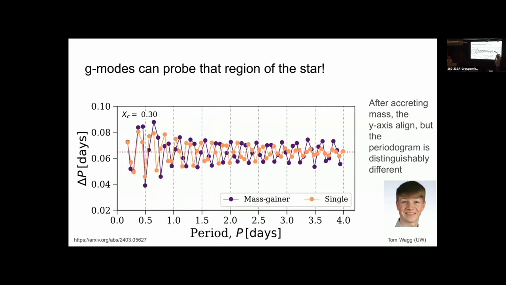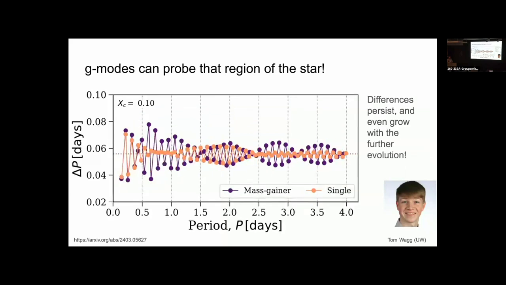So you see that now the median line here, they align very well. This is because now the stars have finally the same mass by construction. But you see that the points are different. There is a difference here in this periodogram. And this difference persists for the remaining main sequence evolution of the accretor. Not only persists, but one could even argue it grows and becomes more structured.